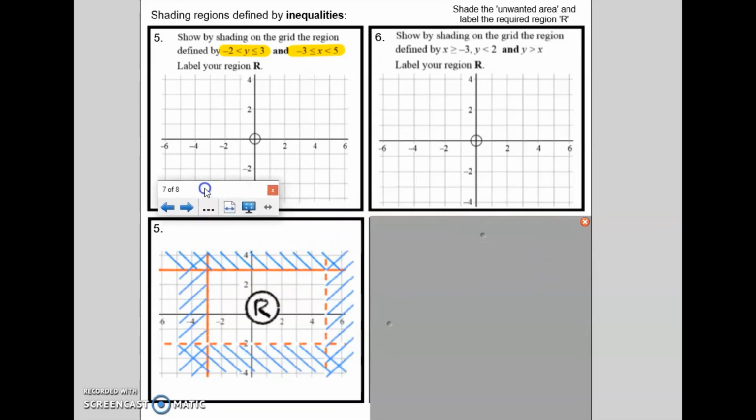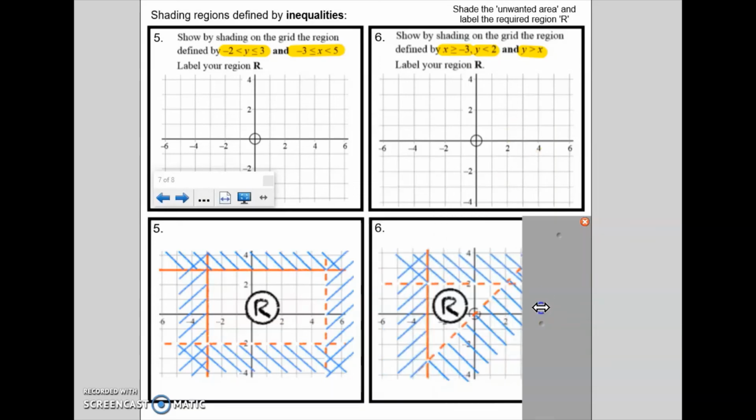For question 6, we need to draw on the grid the lines x is greater than or equal to minus 3, so we know that's going to be a full line. y is less than 2, we're going to have a dotted line, and y is greater than x, another dotted line. If we go ahead and add all 3 of those to our graph, it will look something like this.